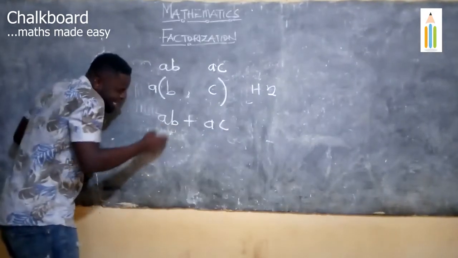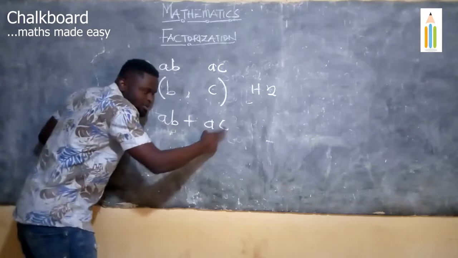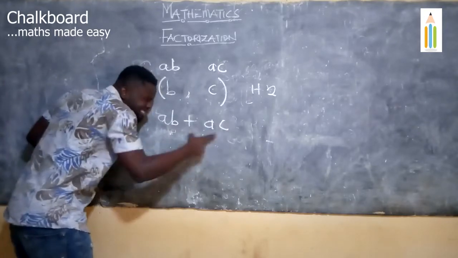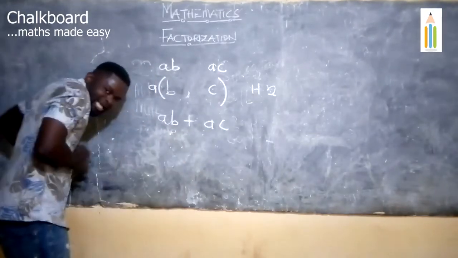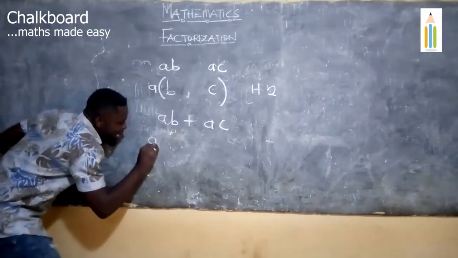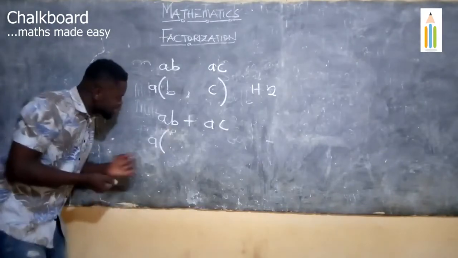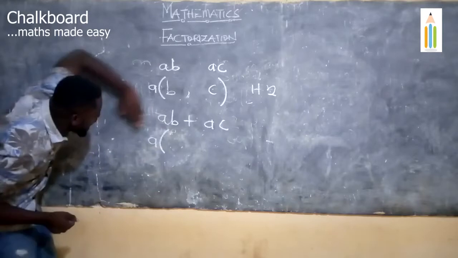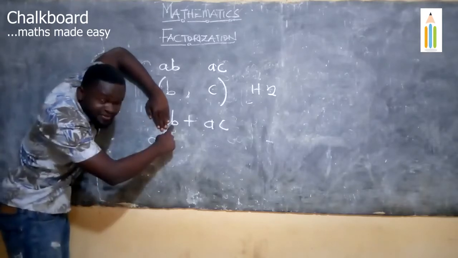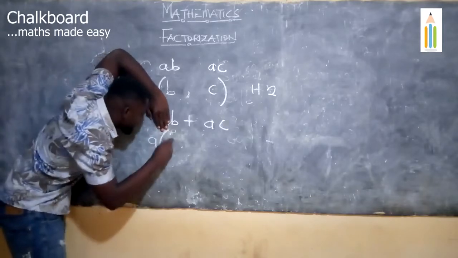Now from this term here, we have AB, and from this term here, we have AC. And the most common one is A. So the A can be brought out. So if I bring out A, and I bring my bracket sign, what will be left here? Now A is out. A is no more there. So what is left here? B. So B will be here.